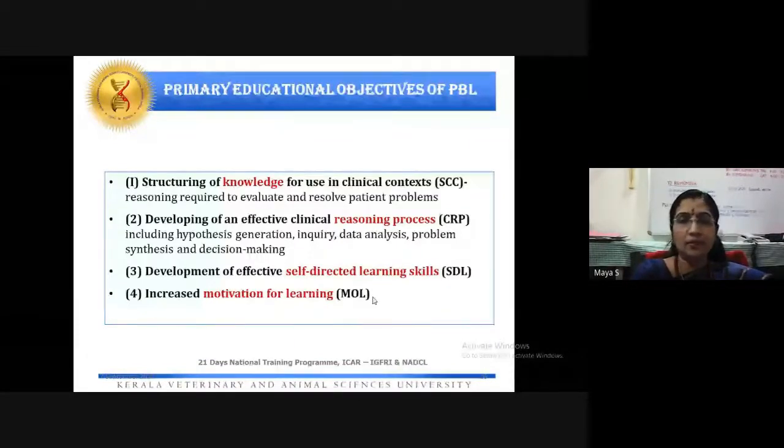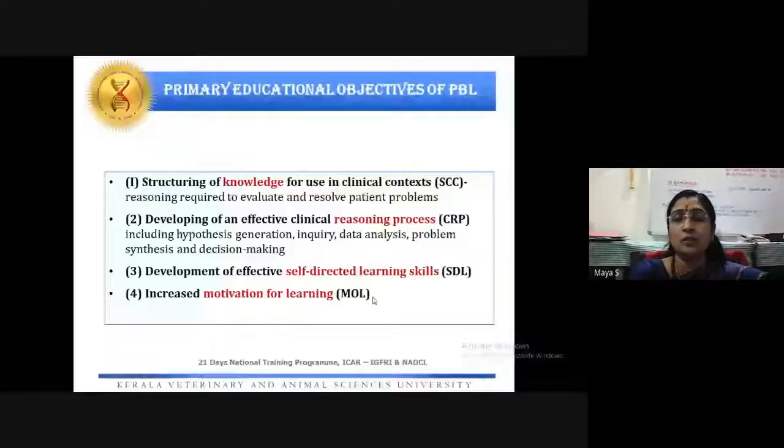Then the fourth one will be to improve the motivation for learning. So there are four educational objectives why a teacher should implement problem-based learning. So one thing is to improve knowledge, that is to cover the curriculum. Then one thing is to follow a proper technology or methodology. Then the last two are for the students to improve their learning skills and to motivate the students.